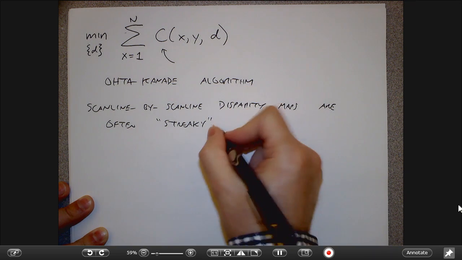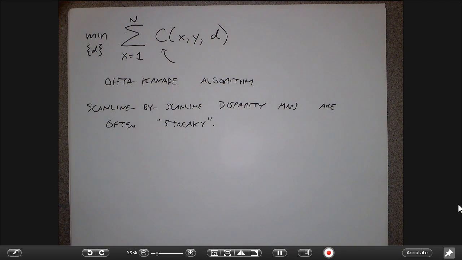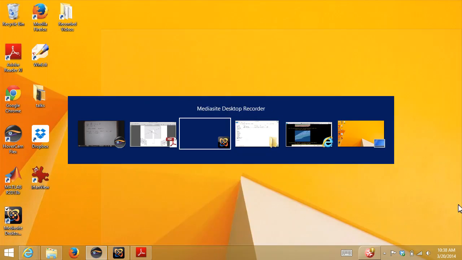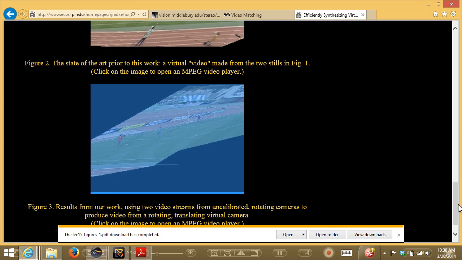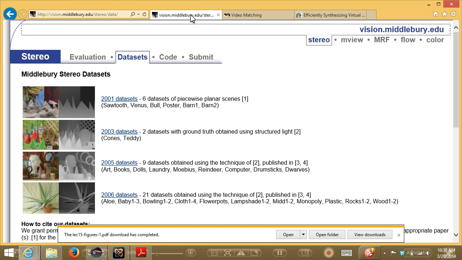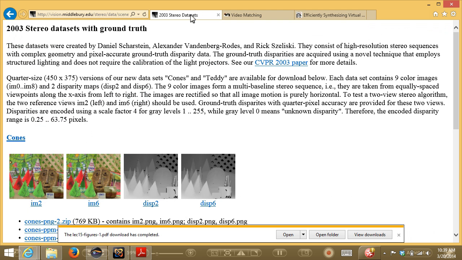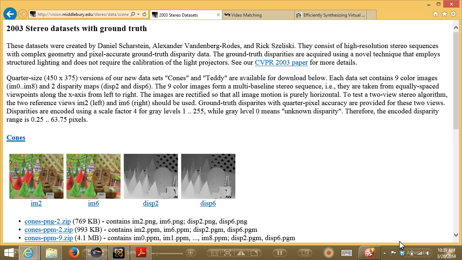And let me see if I can find an instance of that. So there is a site at Middlebury. I keep coming back to these Middlebury data sets because they've done so much in the way of benchmarking computer vision algorithms. Here is the Middlebury stereo evaluation database, where, if you look at the kinds of data sets, they provide stereo pairs with known ground truth.